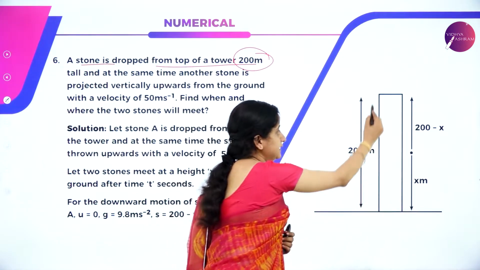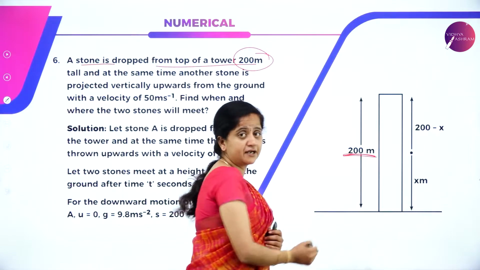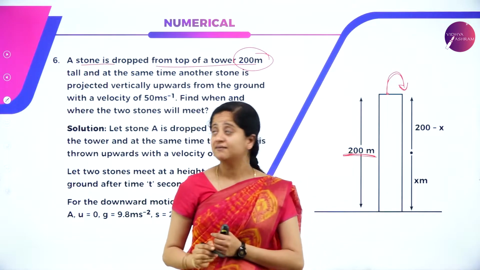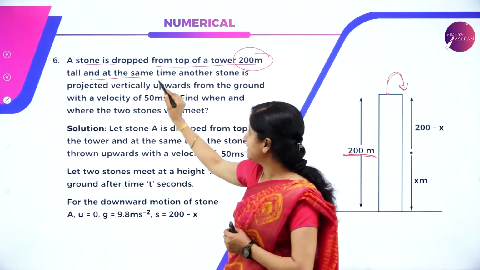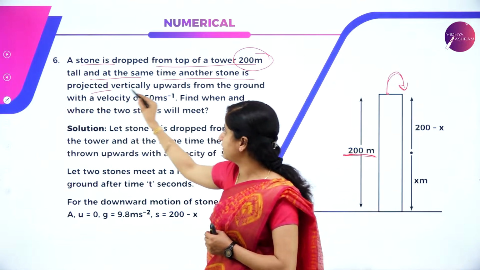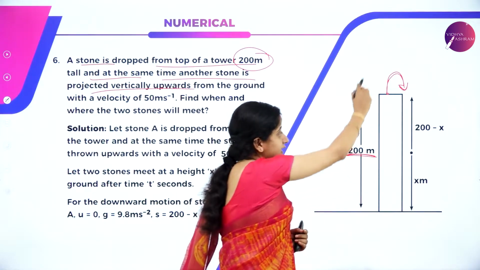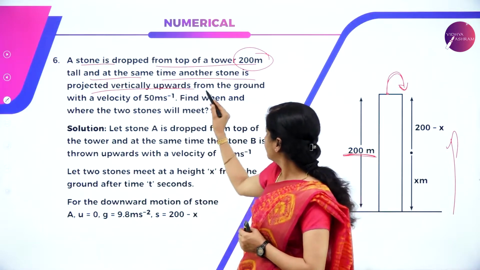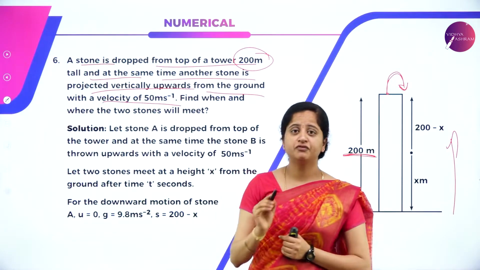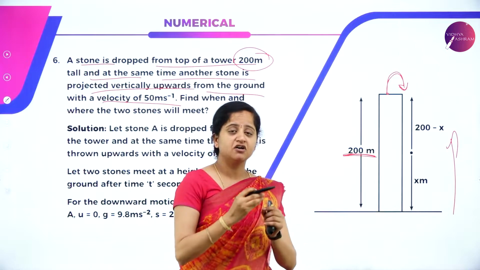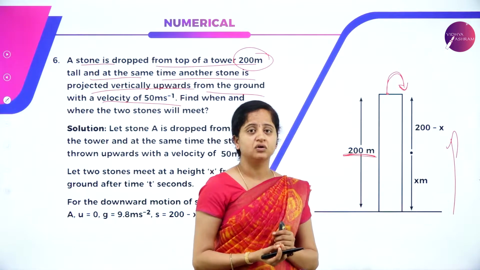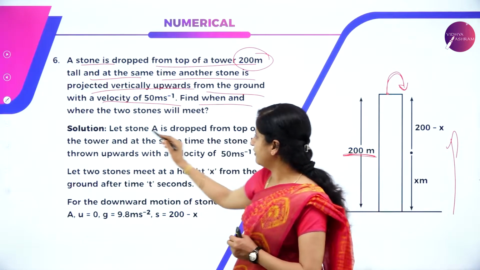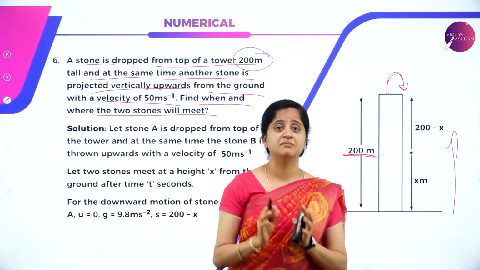Let us assume this is a tower whose height is 200 meter. A stone is dropped from the top of the tower, and at the same time another stone is projected vertically upwards from the ground with a velocity of 50 meter per second. Find when and where the two stones will meet.